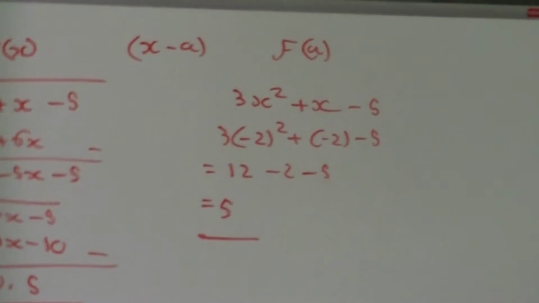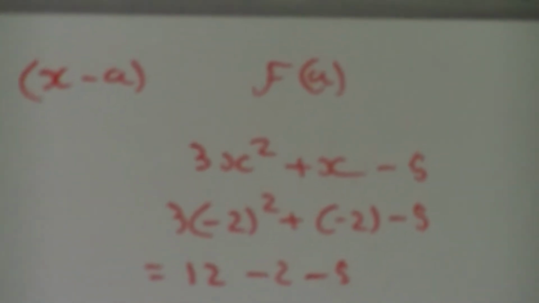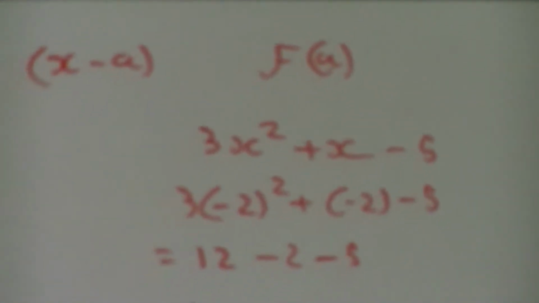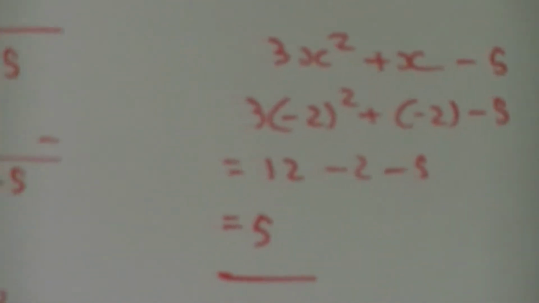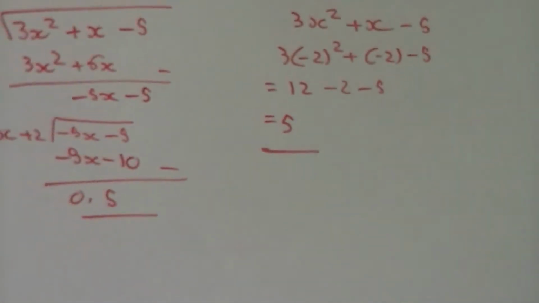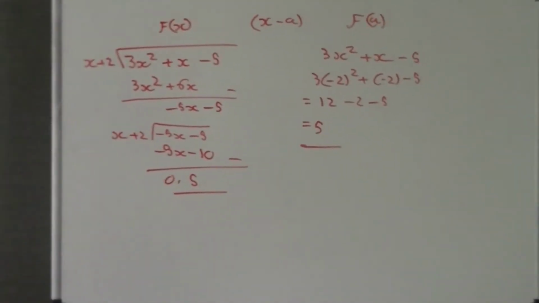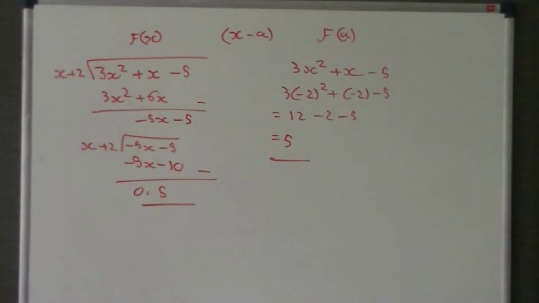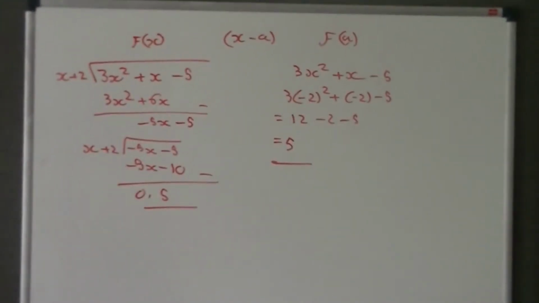And then up here, we got plus 2 over there, so we put minus 2 into the equation. We get 3 times minus 2 squared, take 2, take 5, simplified that down, and we got 5, and we got 5 there. So obviously that's the remainder theorem, that's got a remainder of 5. Now as I said, if it's got a remainder of 0, it's a factor, which I've mentioned before.